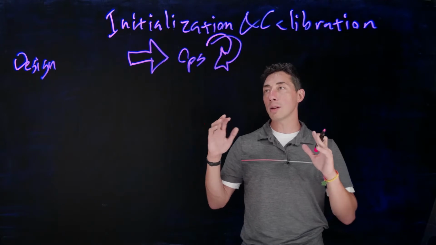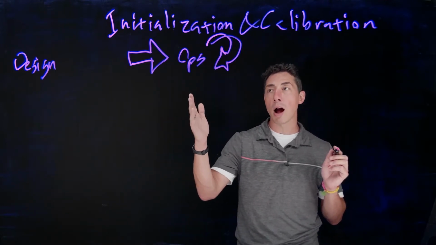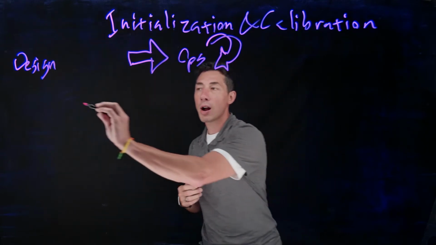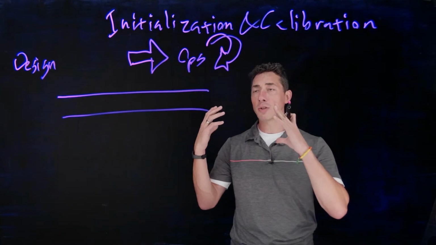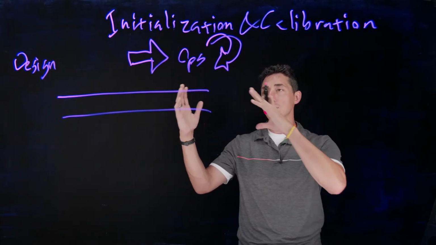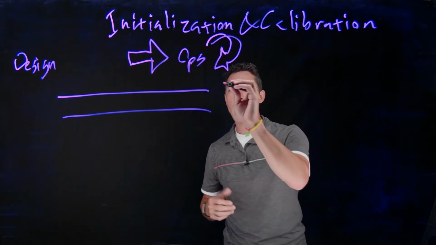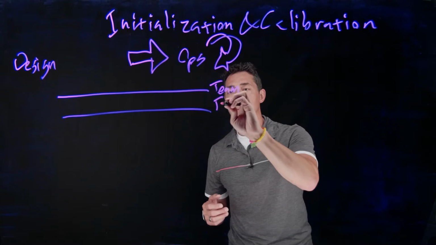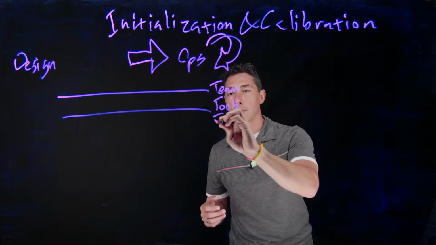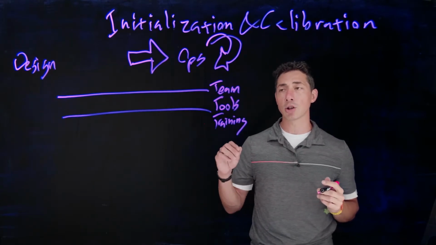And the whole idea with initialization and calibration is you've got your design, build, integrate process, but you're also going to have some process running in parallel. And this parallel process is just for the folks that are going to be involved in keeping your system running nominally. So that's your ops team, that's your calibration team. And it's really three-part. You've got your team, your tools, and your training.